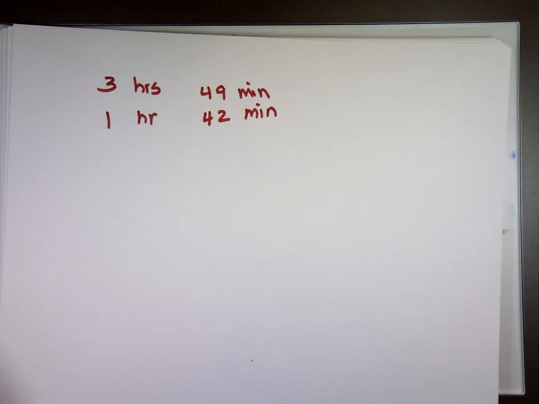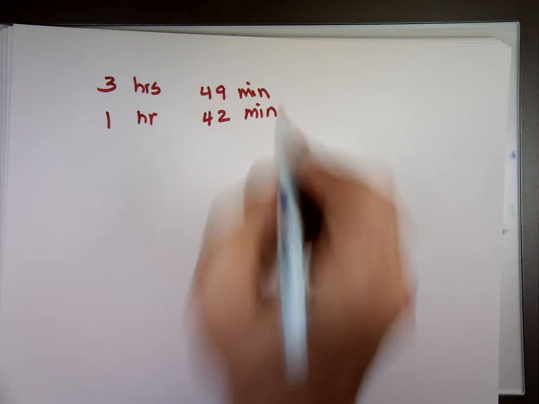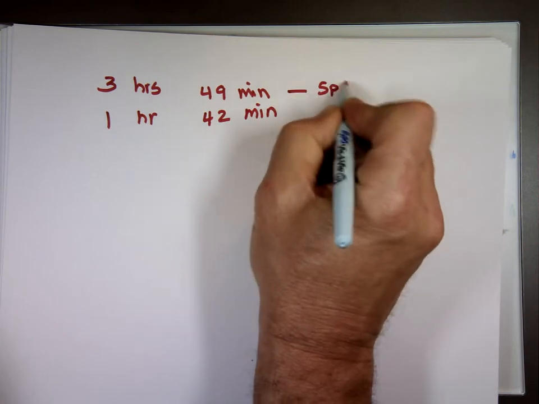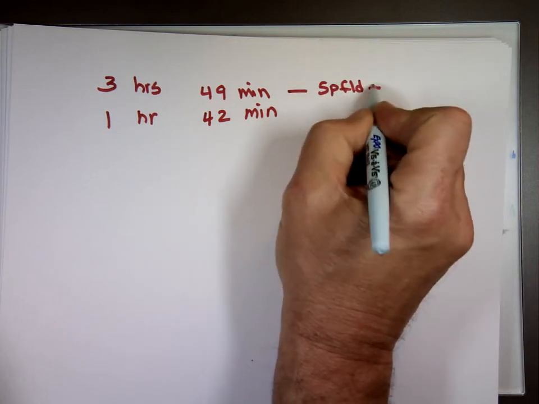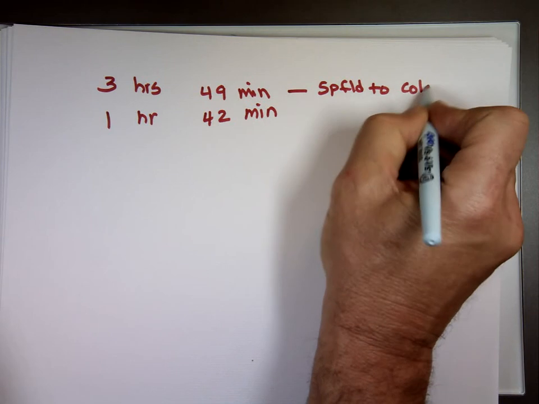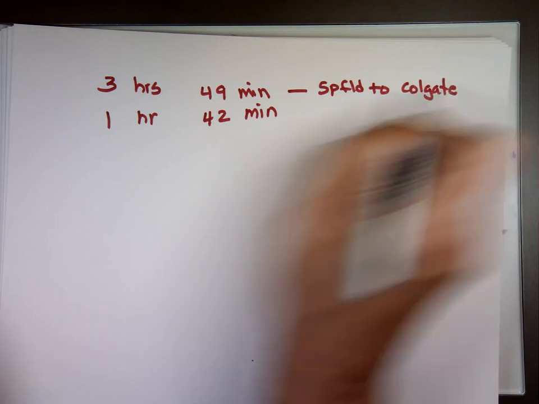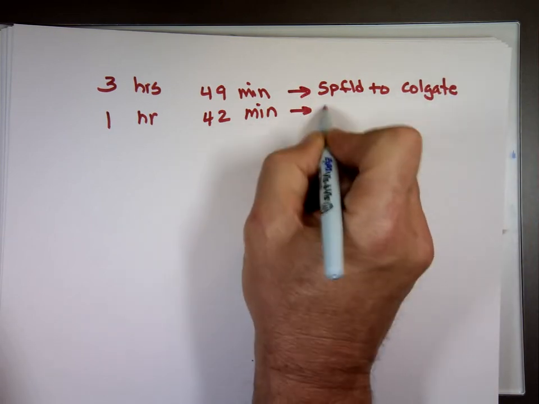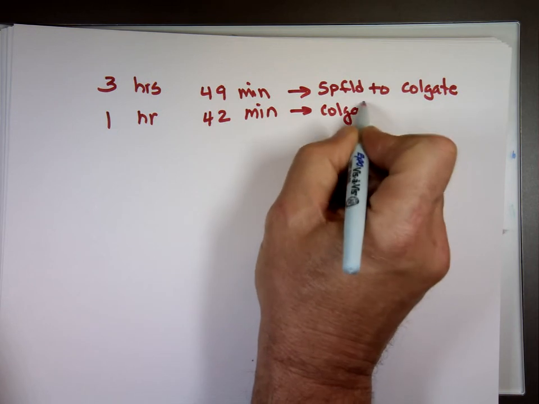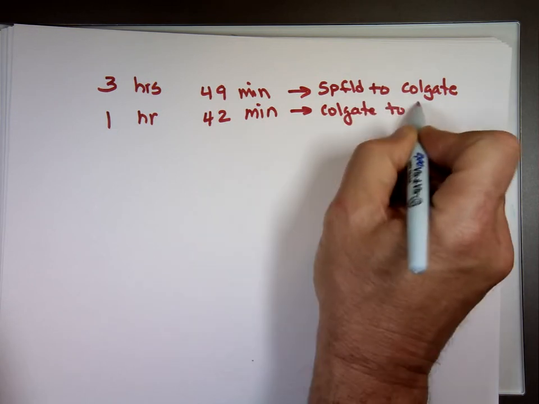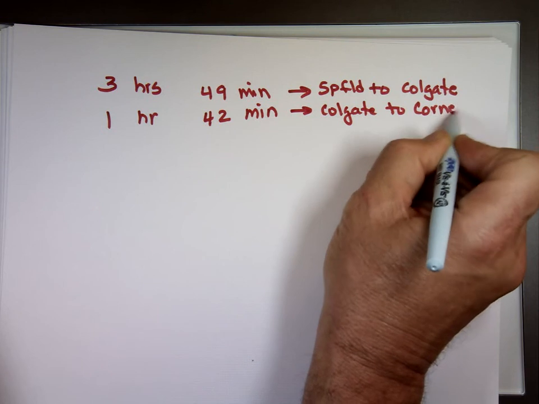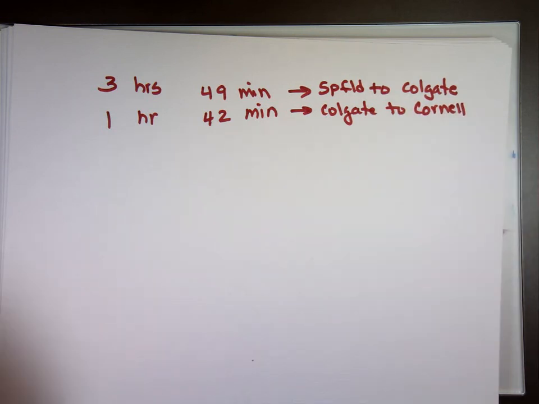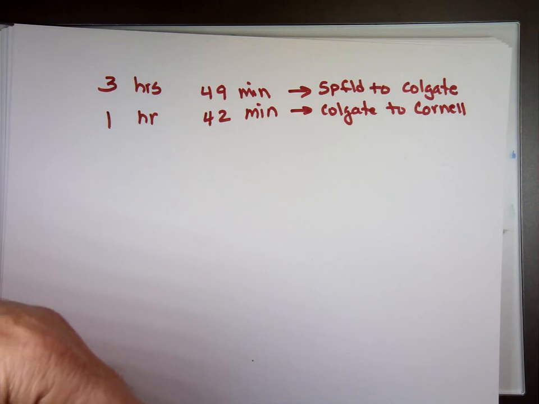So how long did I drive on Friday? So this is from Springfield to Colgate, and this was from Colgate to Cornell, because next morning she was playing a game at Cornell. So how long did I drive? Not how far, how long time-wise?